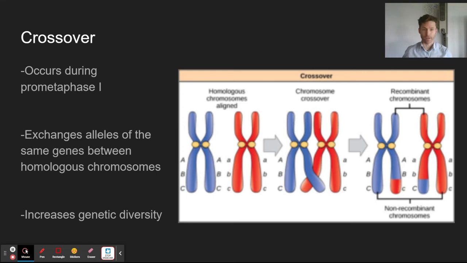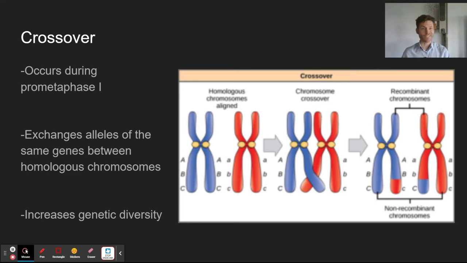The other important thing for creating genetic diversity in meiosis is the process of crossover. So where independent assortment was dealing with the randomness of the entire chromosome arrangement, crossover deals with smaller sections of each chromosome.